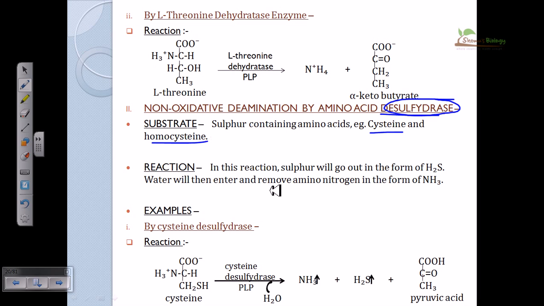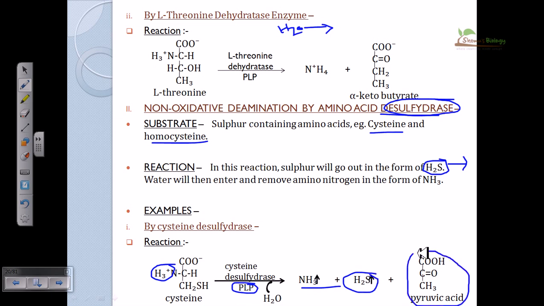Okay. So in this reaction, sulfur will go out in the form of H2S. As in previous cases, water is removed, and here hydrogen sulfide will be released, and the water will enter and remove the amino nitrogen as ammonia. Okay, so again in the reaction, the cysteine is there, cysteine desulfhydrase is there, again the PLP is acting as a cofactor, water is engaged and ammonia is generated. Ammonia is generated in the first place, and again hydrogen sulfide is released, then it will be converted into another simple acid, which is the pyruvic acid in this case.